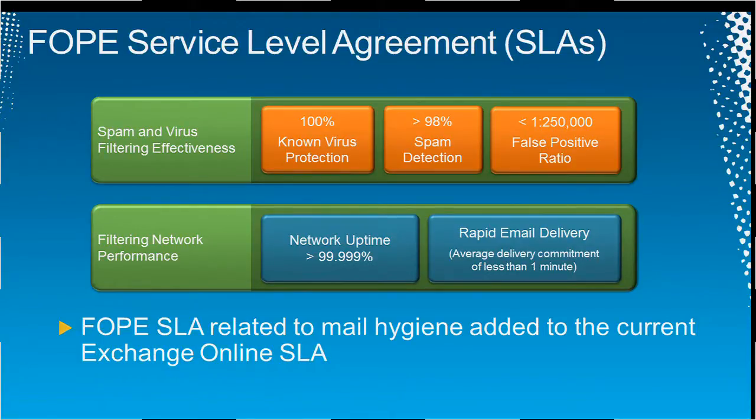The network effectiveness is 5 nines, 99.999% uptime. This is achieved by global data centers across multiple locations, and high availability within data centers and across data centers. Rapid email delivery of less than a minute. So whatever we discussed in inbound and outbound, everything is done within 60 seconds. As part of the Office 365 integration, all the virus filtering effectiveness related SLAs are now part of Exchange Online.